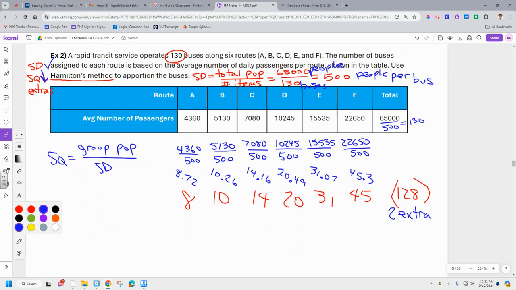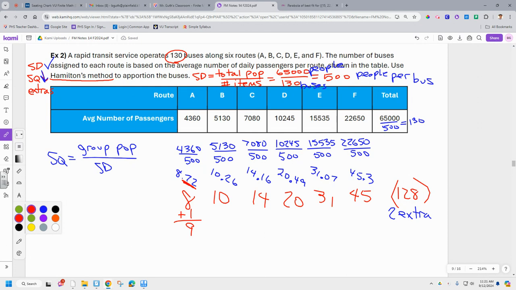We look at those standard quota numbers and find the number that has the largest decimal part. See that 0.72 is the largest decimal part? We're going to give that group one of those extras. Just one. The direction said one at a time. Don't give them both out, just give one.